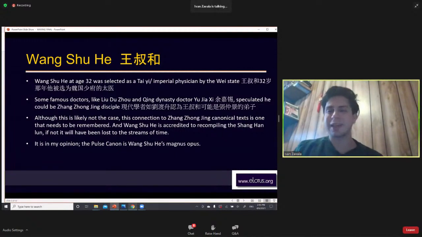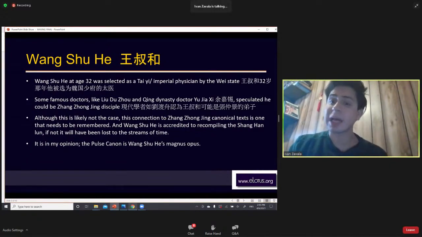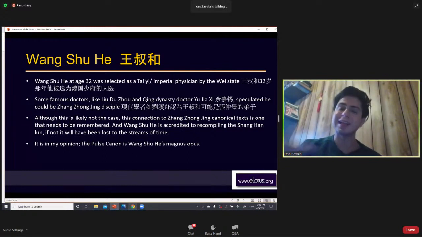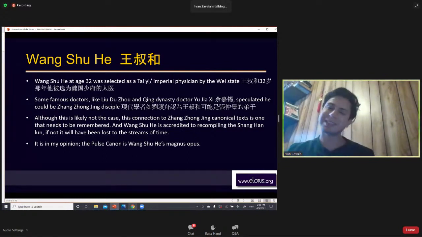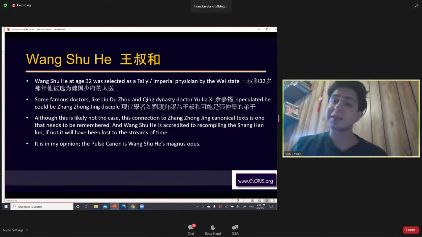Because in the Jin dynasty, we have to remember that there were different kinds of states happening, because this is almost going into the time of the Three Kingdoms, the Sanguo. Everything is kind of separated into different states, and then they begin to have war with each other and everything. But he was selected as an imperial physician, right?